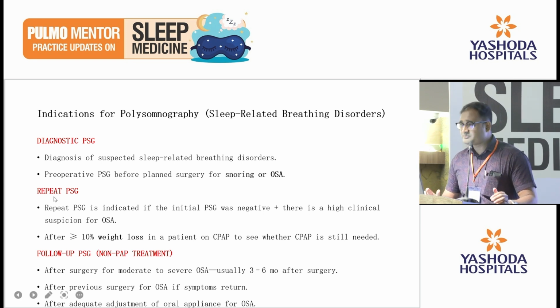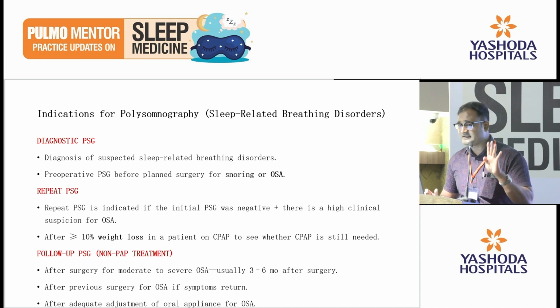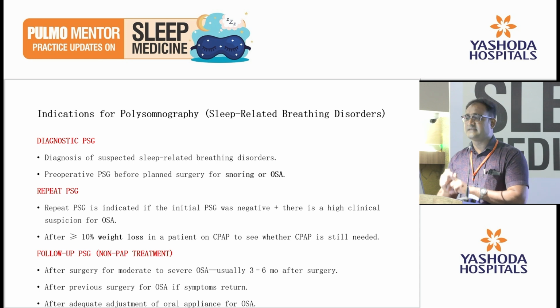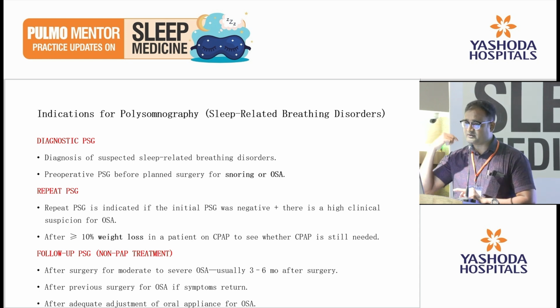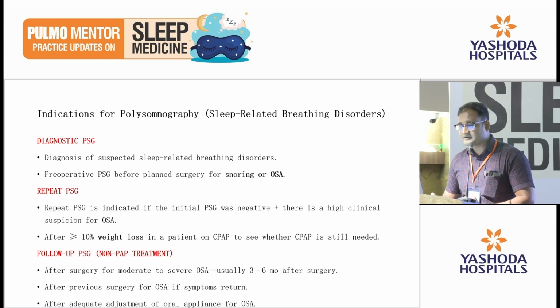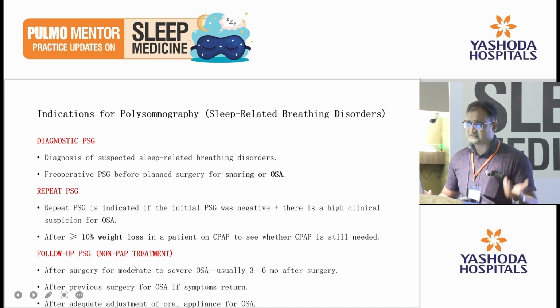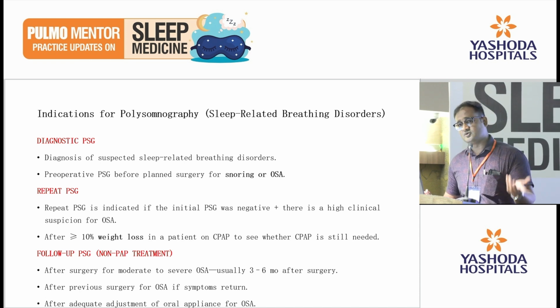Then repeat polysomnography is sometimes indicated when the initial result in a high probability case is negative. So when the clinical suspicion is high, but the first test is negative, in that case, you have to go for your repeat polysomnography. Then after 10% weight loss in a patient on CPAP, to see whether CPAP is further required or not. Then follow-up PSG after surgery, or after using an oral appliance, you can go for your follow-up PSG.